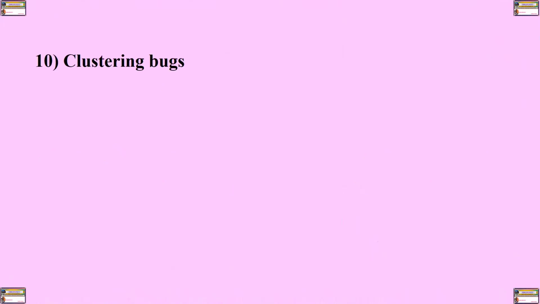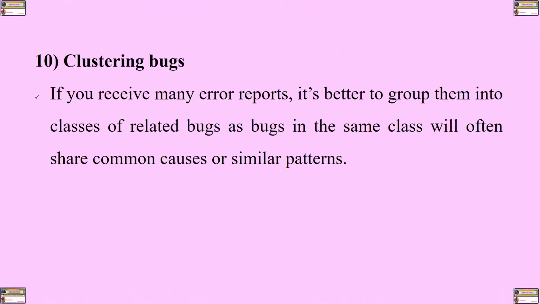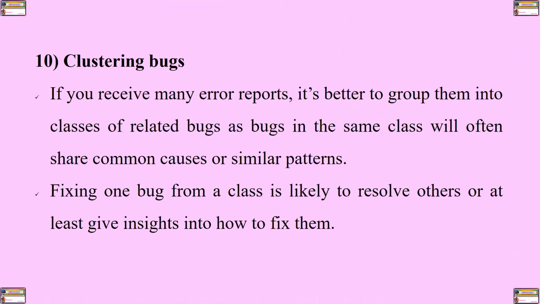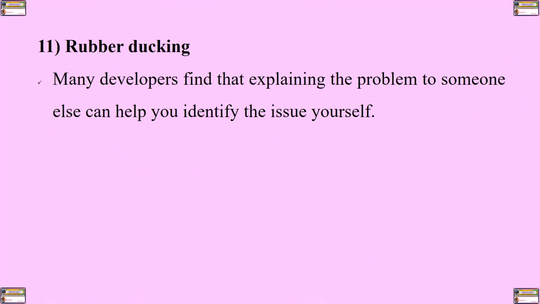Number 10 is clustering bugs. If you receive many error reports, it is better to group them into classes of related bugs, as bugs in the same class will often share common causes or similar patterns. Fixing one bug from a class is likely to resolve others, or at least give insights into how to fix them.